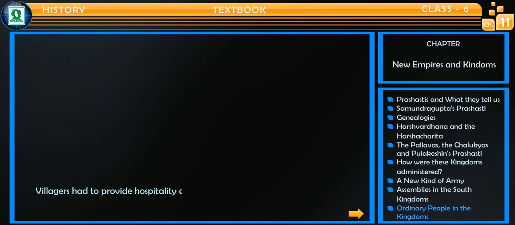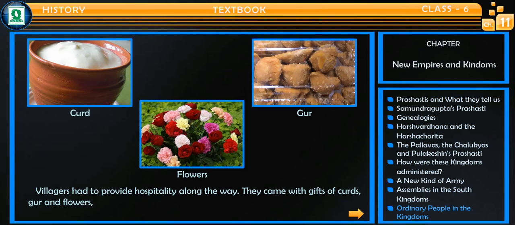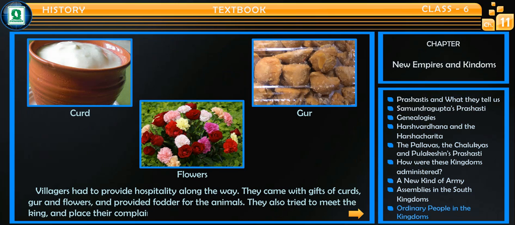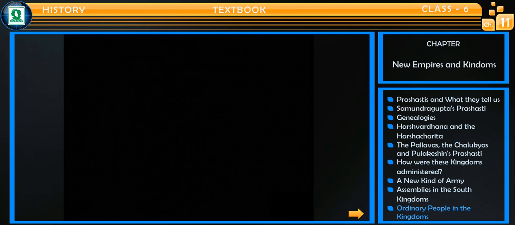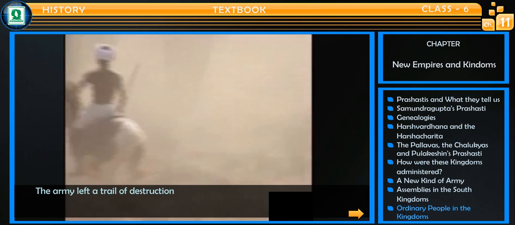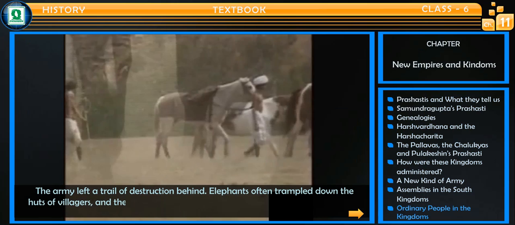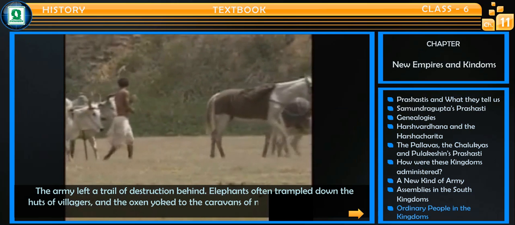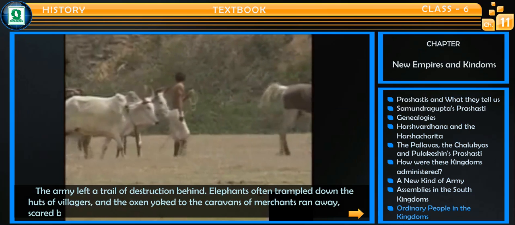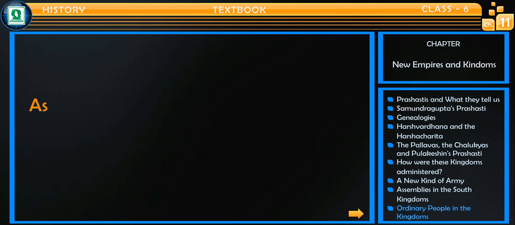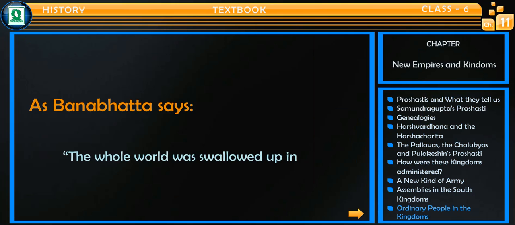Villagers had to provide hospitality along the way. They came with gifts of curds, gourd, and flowers, and provided fodder for the animals. They also tried to meet the king and place their complaints and petitions before him. The army left a trail of destruction behind. Elephants often trampled down the huts of the villagers, and the oxen, yoked to the caravans of merchants, ran away scared by the tumult. As Banabhatta says, the whole world was swallowed up in dust.